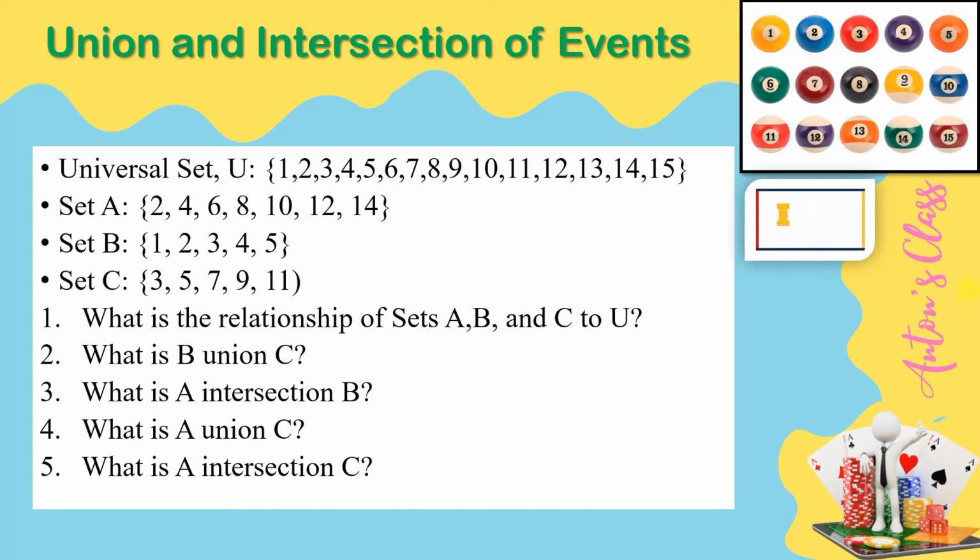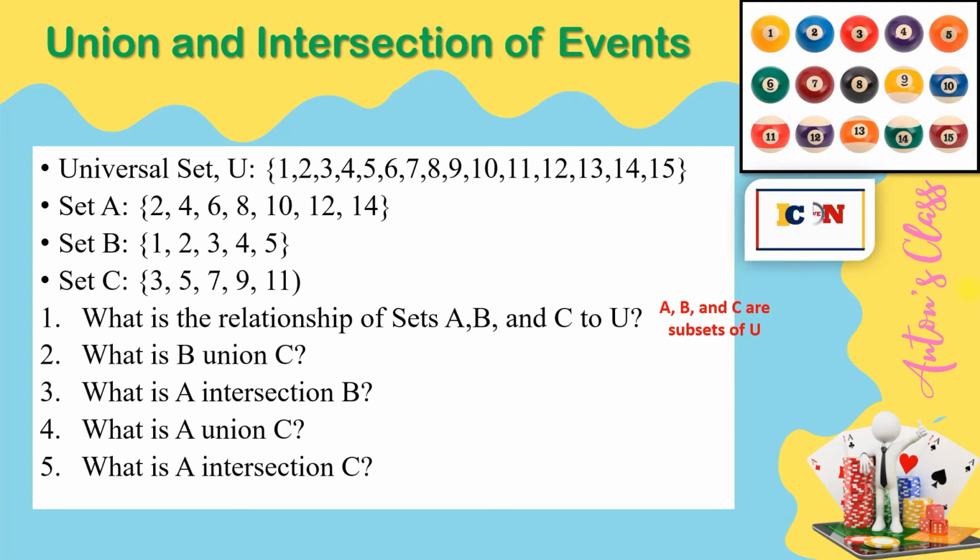So we are talking about sets A, B, C and the universal set U here. So let's answer number 1. What is the relationship of sets A, B, and C to U? Okay, sets A, B, and C are subsets of U. Now, number 2, what is B union C? When we talk about union, we are going to mix the elements. But if there are elements that are common, then we'll just write them once.